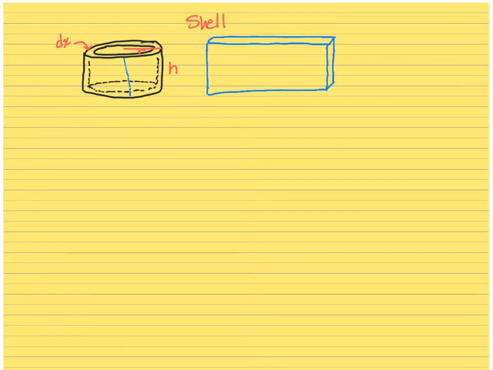So how do the dimensions translate? Well, certainly h is the same, and dx is the same. But we've lost the radius since it's no longer a circle. What we need is this dimension right here, and if you think about it, it's simply the circumference of that big circle, which is 2 pi r. So the volume is the product of the three dimensions: 2 pi r h dx. That's how we find the volume of a shell. We need its radius, its height, and its thickness.